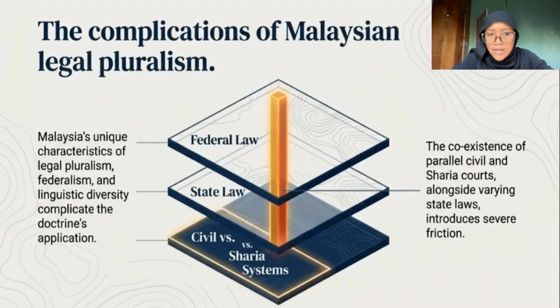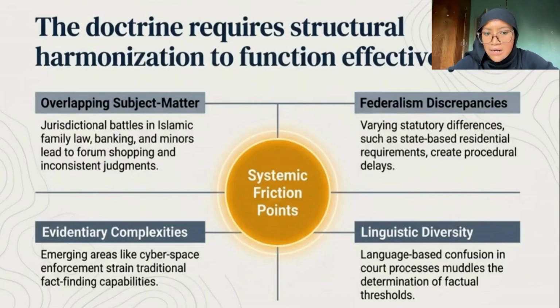I will be talking about the complications of Malaysian legal pluralism. The issue here becomes even more complicated because of Malaysia's legal pluralism. Our legal system involves federal law, state law, and both civil and Sharia systems. Malaysia's unique combination of legal pluralism, federalism, and linguistic diversity can make the application of the doctrine more difficult. The coexistence of civil and Sharia courts together with different state laws can also create friction, especially when there are questions about jurisdiction or which law should be applied. So the legal structure itself can make judicial review more complex. Moving on to the next slide, which is the structural harmonization.